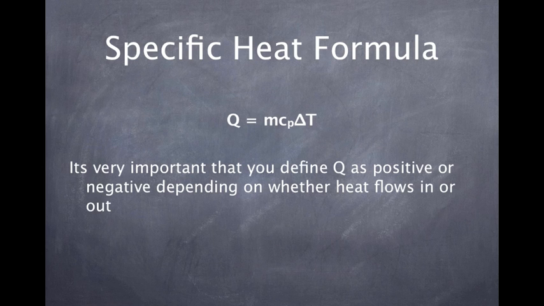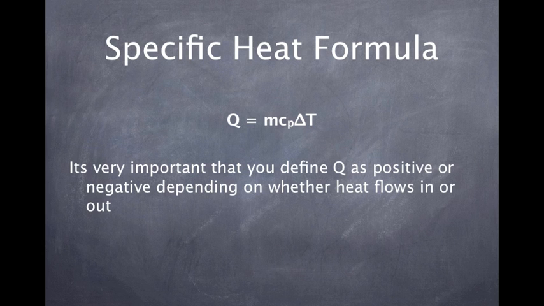Alright, so the formula for specific heat capacity is Q, which stands for heat, equals m, which is mass in kilograms, times c_p, which stands for specific heat capacity, measured in joules per kilogram Celsius. You have to be real careful and make sure that the units match what you're trying to find, because sometimes it's in joules per gram, sometimes kilojoules per gram, so you have to check the units.